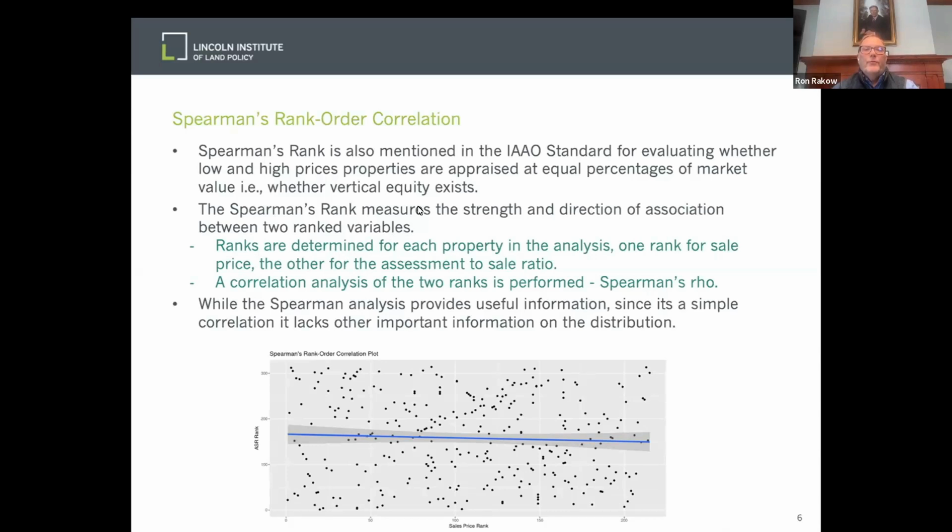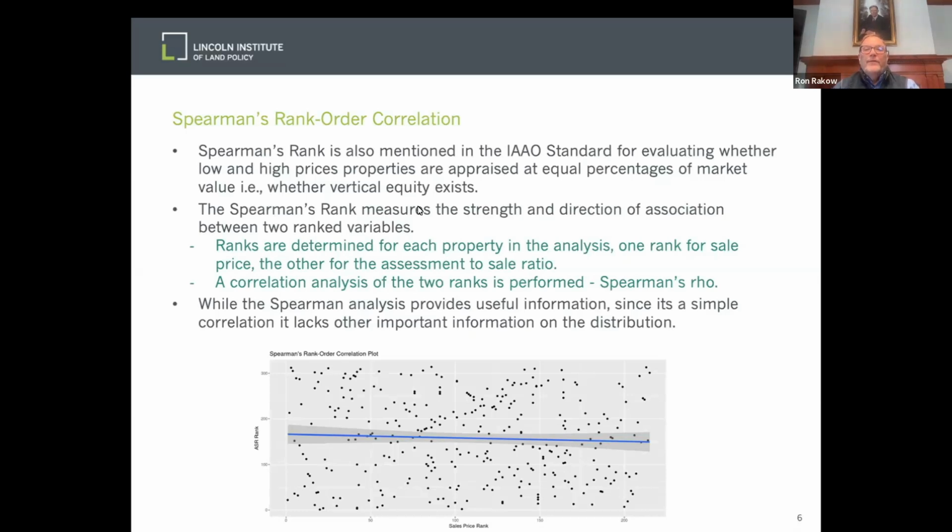So what we do is we establish ranks for each property in the analysis, one rank for the price, the other rank for the assessment to sale ratio. And then we perform a correlation analysis of the two ranks. And the coefficient that we get out of that is called Spearman's rho. If there is vertical equity present, we would expect to see a very low correlation between those two ranks. As we can see in the distribution below, that's essentially the case: as we plot the ranks of the assessment to sale ratio on the y-axis and the sale price rank on the x-axis, there's very little correlation indicated.